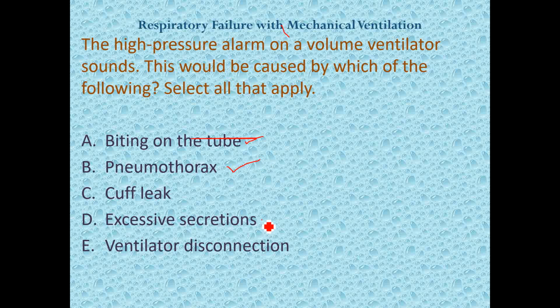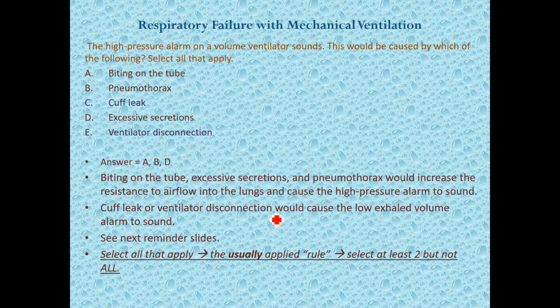Excessive secretions are another cause for resistance. In other words, if there's a lot of snot in the bronchial passageways, then that is like a brick wall, and it can be very hard snot or thick mucus. That is like the ventilator hitting a brick wall when it's trying to blow in air. So these three things cause increased resistance, and that will cause the high pressure alarm to go off whenever the ventilator is trying to blow in air.